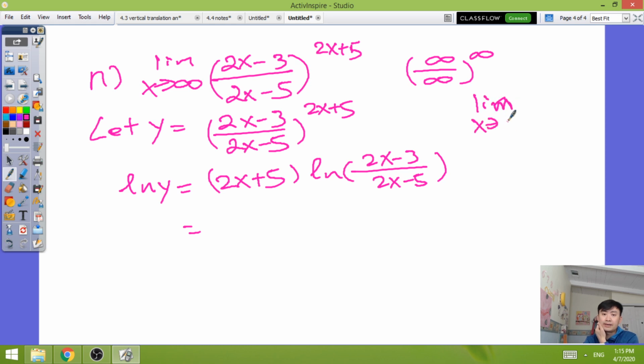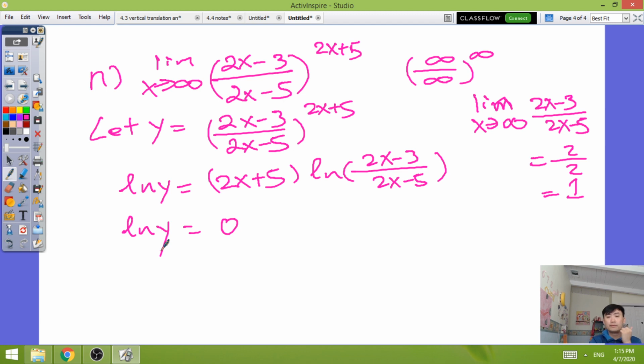So basically this whole thing right here, if you just find the limit for this quantity, the limit as x approaches infinity of 2x minus 3 over 2x minus 5, this one is 2 over 2, which is 1. So natural log of 1, that's 0. So 0 times 2x plus 5, which is 0. We can say that's infinity times 0. So let me be a little bit more specific here. Again, infinity times 0 is not an indeterminate form. That's just a basic structure of the limit. So infinity times 0, that's 0.